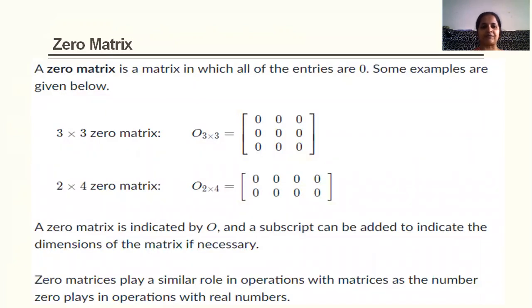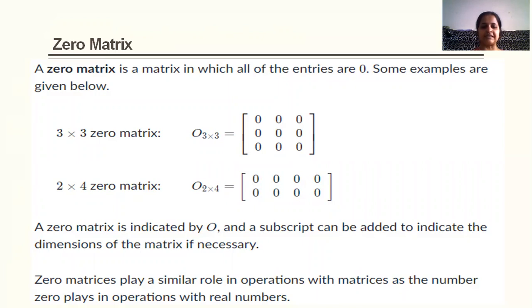So now the zero matrix. A zero matrix is a matrix in which all the entries are 0. You can see some examples. A 3 by 3 zero matrix. We write O 3 by 3 and all elements will be zeros. In the same way, the second example is the 2 by 4 zero matrix. So here also O 2 by 4 and all are zeros.